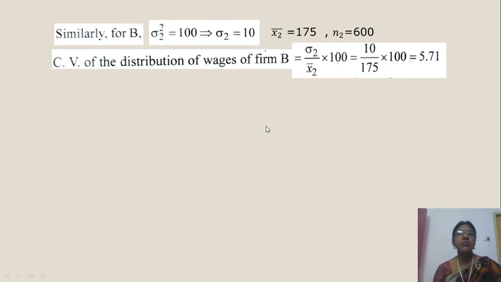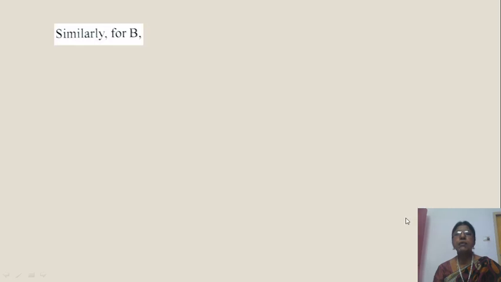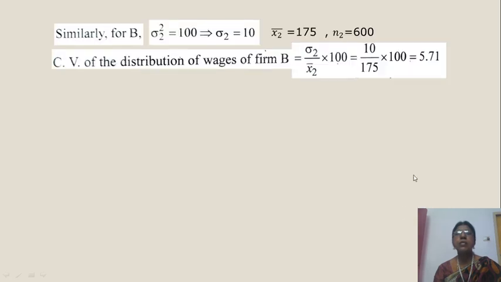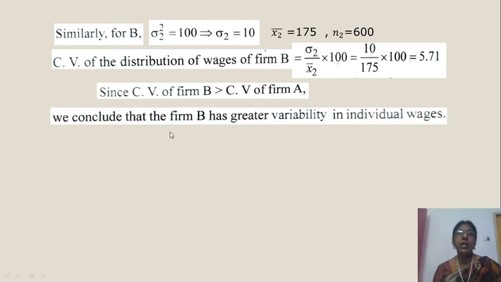What about the first form? What is the CV of the first form? It is 4.84. But the CV of the second form is 5 point something. So which CV is greater? Since the CV of form B is greater than the CV of form A, we conclude that form B has greater variability in individual wages. We have finished the first one.